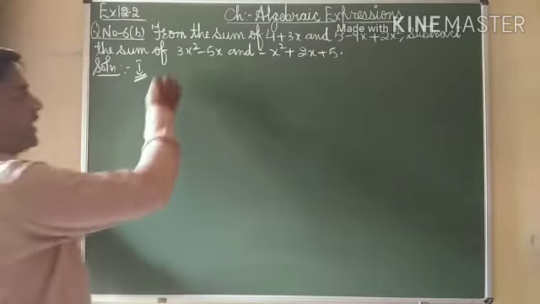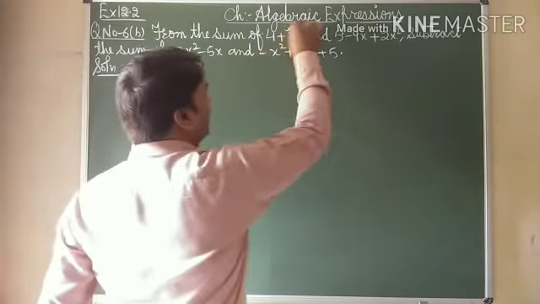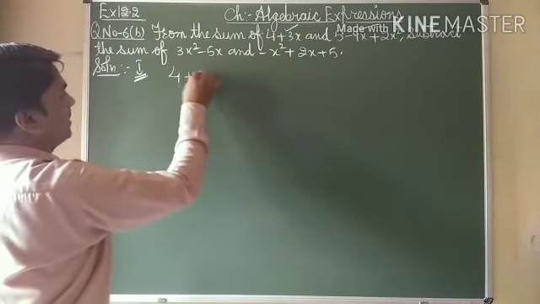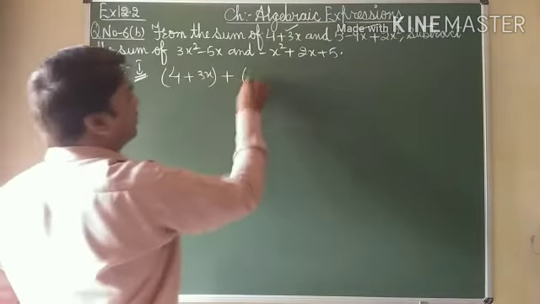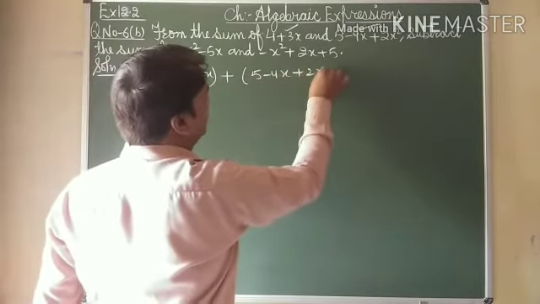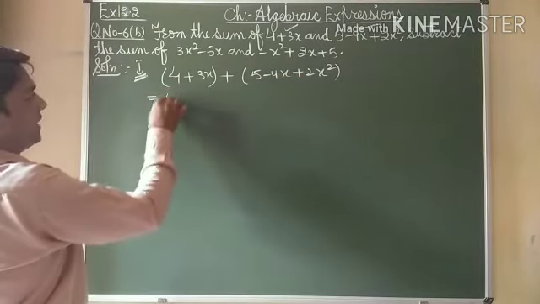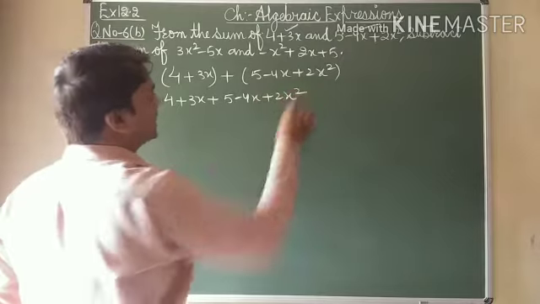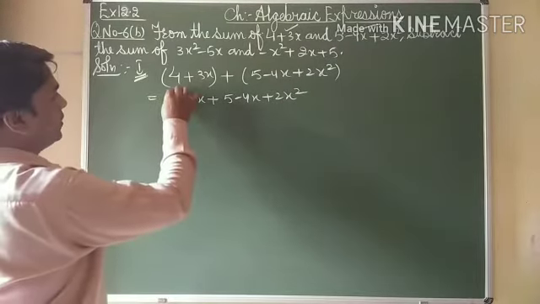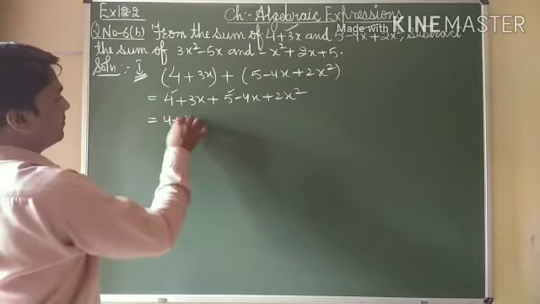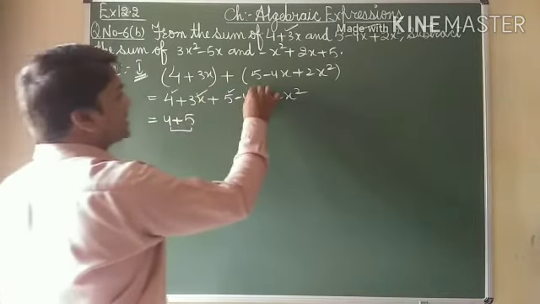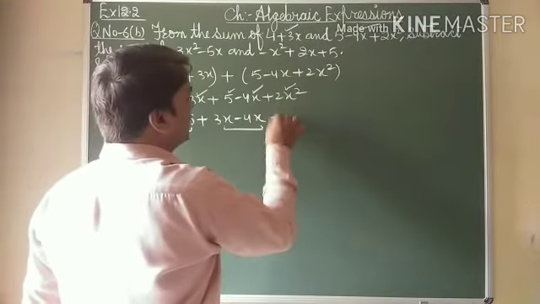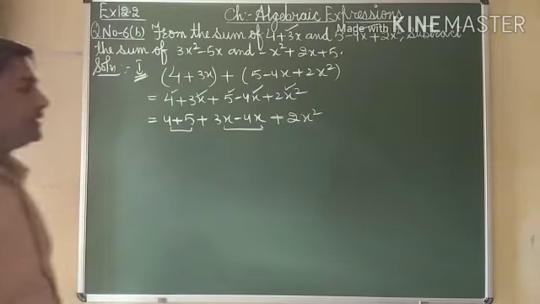So first of all, find the sum of algebraic expressions 4 plus 3x and 5 minus 4x plus 2x square. So we get 4 plus 3x plus 5 minus 4x plus 2x square. Now open the bracket, we get 4 plus 3x plus 5 minus 4x plus 2x square. Now combine the like terms, we get 4 plus 5 be the first group of like terms, 3x minus 4x be the second group of like terms, and 2x square is an unlike term, so it will remain as it is.